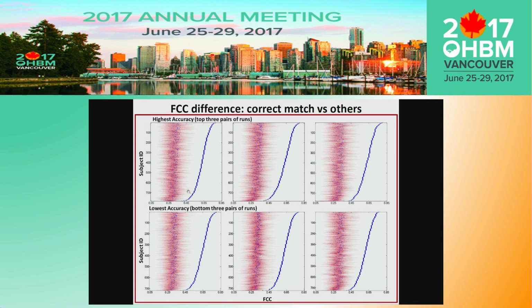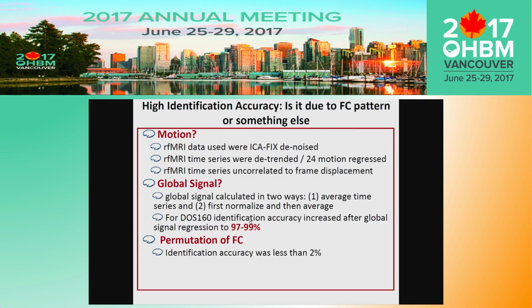And these differences are statistically significant. And this is true for the highest performers as well as the lowest performers. So the other question now is, is it because of the FC pattern of individuals, or is it because of something else? The first question we asked was, is it due to motion?